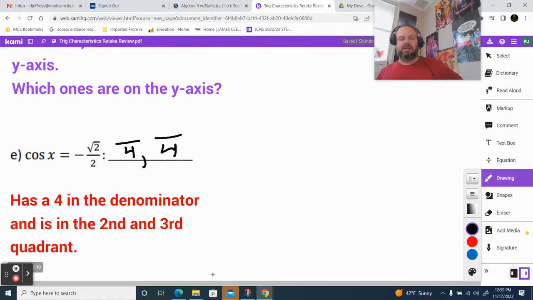Okay. All right. So it has 4 in the denominator. It's going to be in the second and the third quadrant. So it's pi over 4, add a half. What is 1 plus 2? So this is 3 pi over 4. Add another 2 to the top. This is 5 pi over 4.